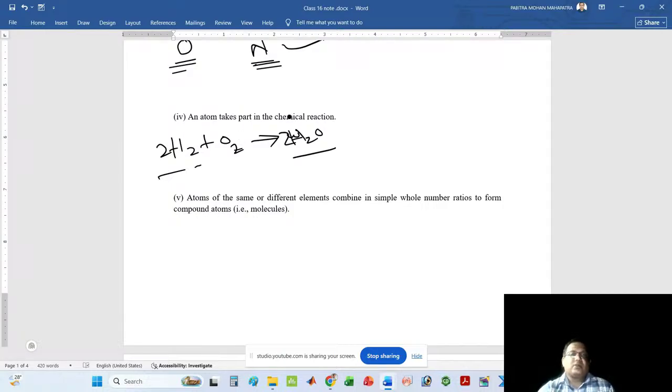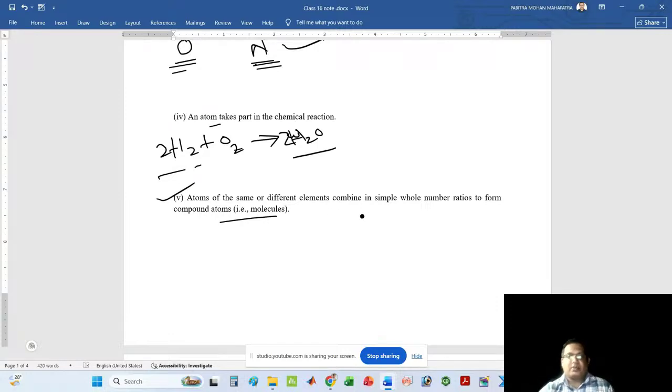So the chemical reaction is always controlled. The chemical reaction always takes place by an atom. Next, atoms of the same or different elements combine in a simple whole number ratio to form a compound atom. That is your molecule. As per this point, I can explain.